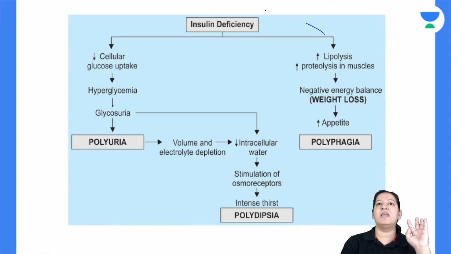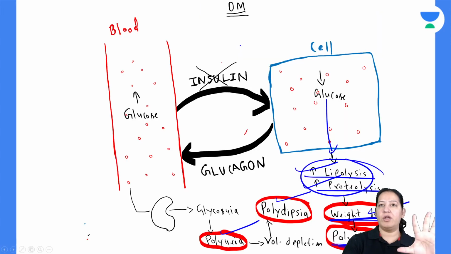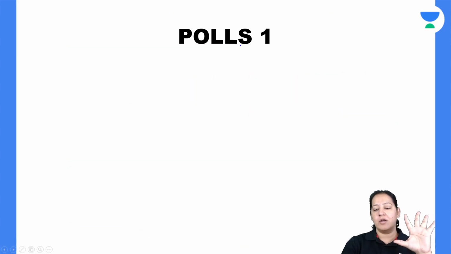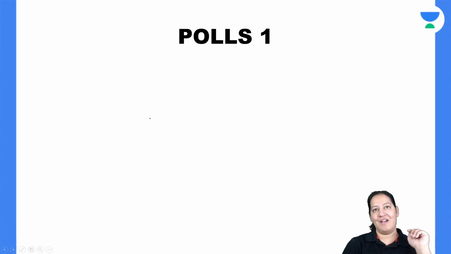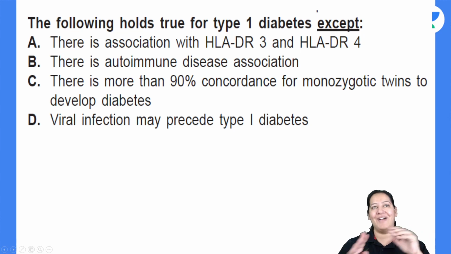The same thing is shown here, which I have drawn for you. Beautifully drawn, right? Now the two paradox, polyphagia and weight loss together, give you the suspicion of diabetes. Have you got it? Say yes or no.